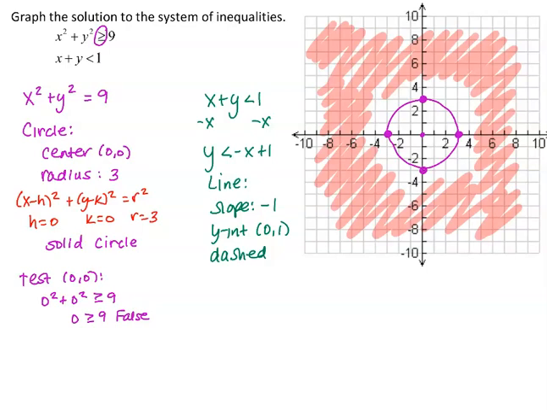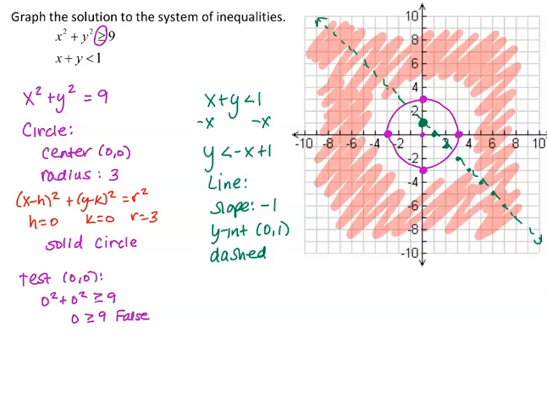So if we go ahead and put this on our graph, I'm going to start at the point 0, 1 and go down 1 and right 1, down 1 and right 1. So it's going to cut through our circle and then connect our points using a dashed or dotted line going all the way across our graph.